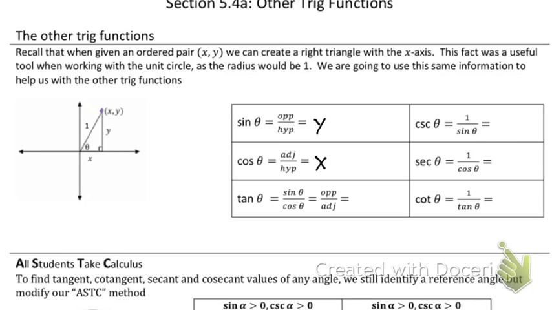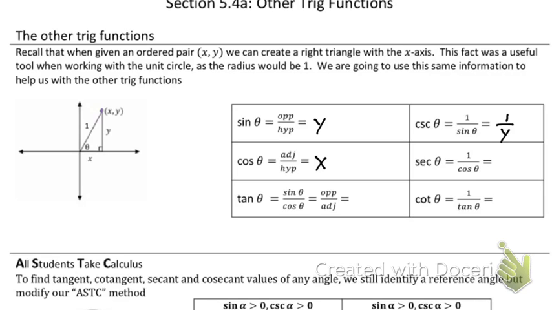Let's tackle the reciprocals. Cosecant is the reciprocal of sine. If you know your sine value, you just flip it. So if my sine value is 1/2, the cosecant would be 2 over 1, or just 2. So in this case, instead of y, it is going to be 1 over y, or you just flip the fraction. Most of the time, it's just flipping a fraction.